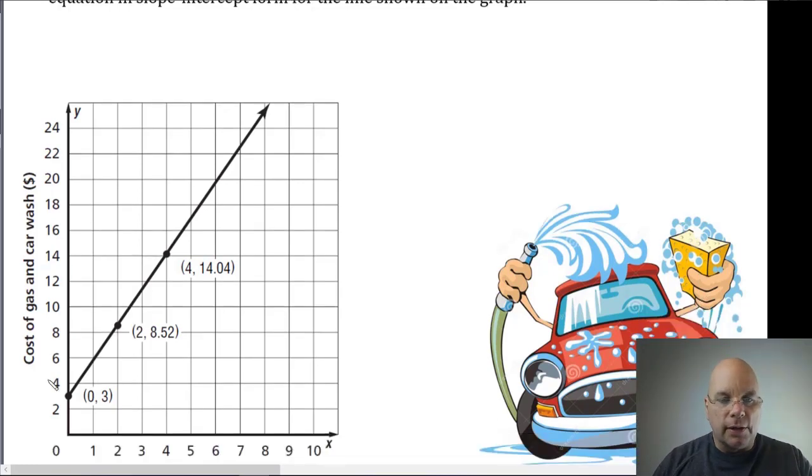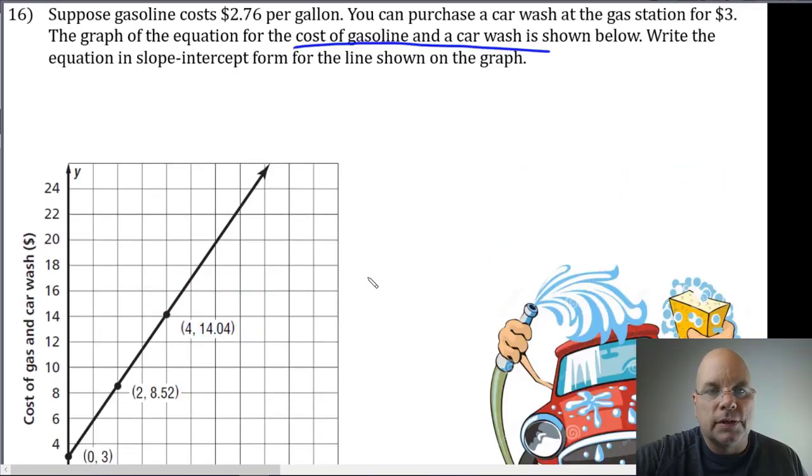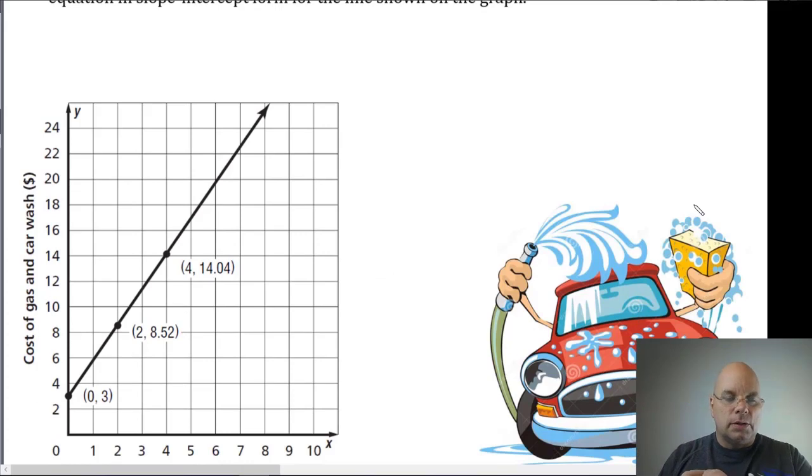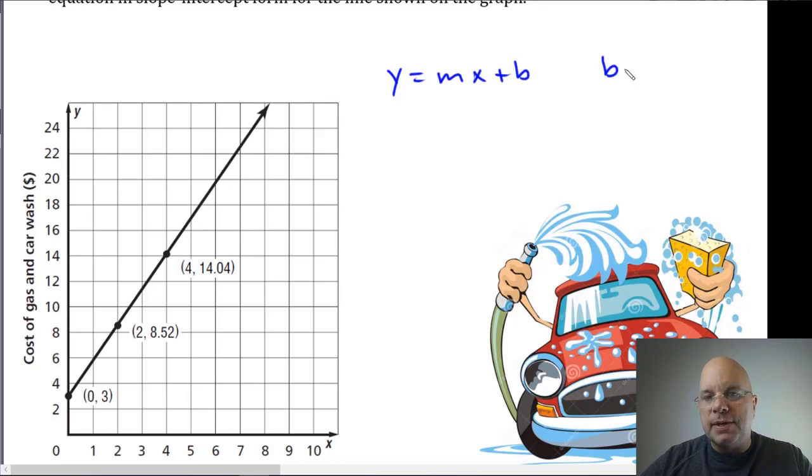So it costs us $3 for the car wash, and then for every gallon of gas we buy, we pay another $2.76. So the y-intercept is clearly 3. If we have y equals mx plus b, b equals 3. That's where this line is intersecting the y-axis, and that represents the cost of the car wash.